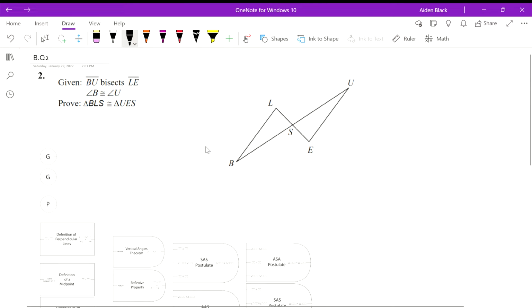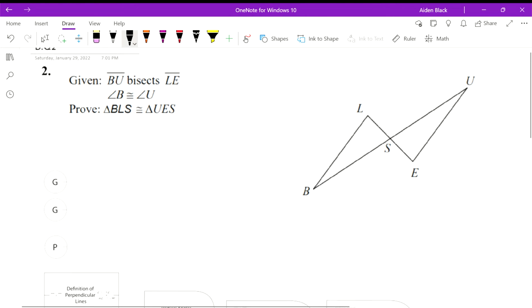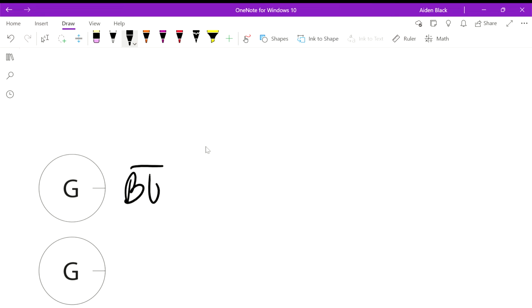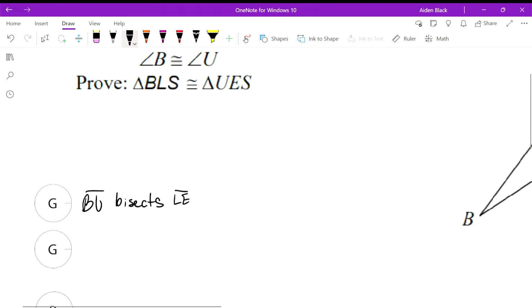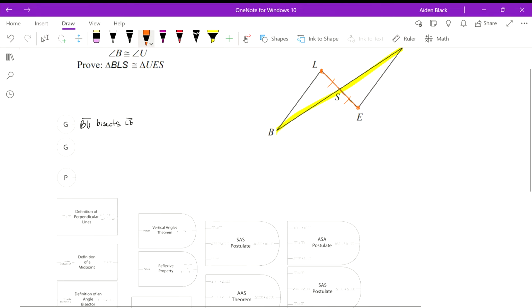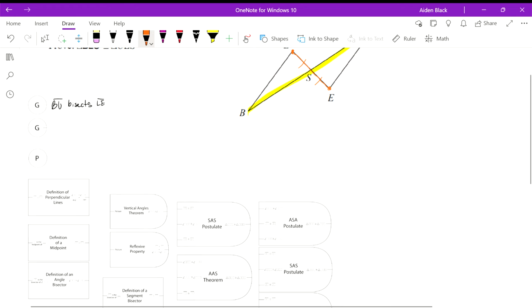Okay, question 2 on part B. The givens are BU bisects LE, so we'll write that right here: BU bisects LE. And let's mark that up. We know that if this line right here is bisecting this line segment, it cuts it into 2 equal parts. So we know that those 2 are equal, but let's make sure we throw that card up there.